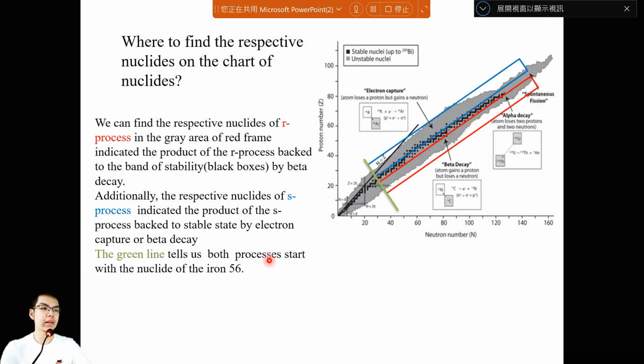Where to find the respective nuclei on the chart of nuclei? First, we talk about the R process. The gray area in the red frame indicates the products of the R process returning to the band of stability, the black box, by beta decay. Additionally, the respective nuclei of the S process indicate the products of the S process returning to the stable state by electron capture or beta decay. And last, the green line tells us both processes start with a nucleus of iron-56.